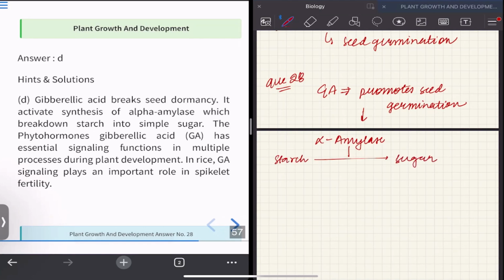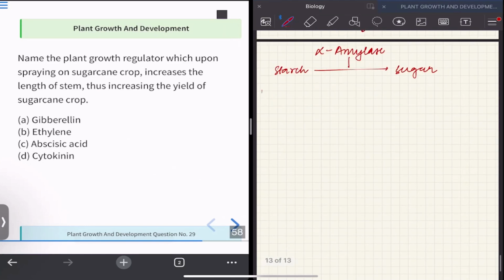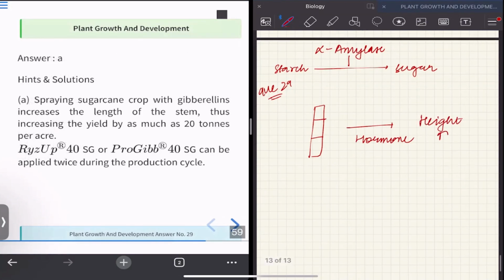And the phytohormones, gibberellic acid has essential signaling functions in multiple processes during plant development. So, in rice, gibberellic acid signaling plays an important role in spikelet fertility. Okay. Name the plant growth regulator which, upon spraying on sugarcane crop, increases the length of stem, thus increasing the yield of sugarcane crop. So, we have question number 29. This right here is a sugarcane crop, and on spraying this hormone, the height increases. So this is the function of gibberellins.